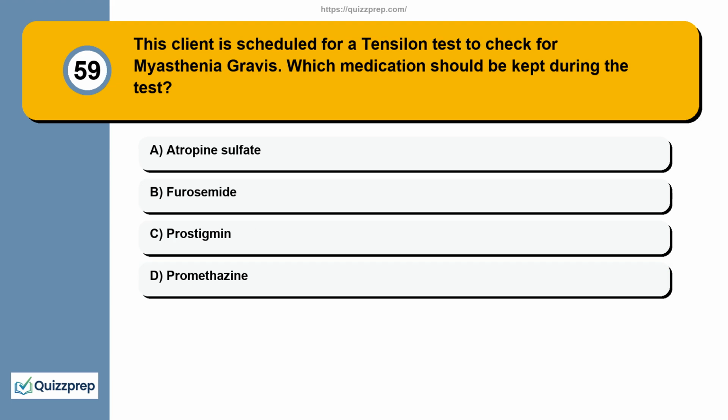Question 59. This client is scheduled for a Tensilon test to check for myasthenia gravis. Which medication should be kept available during the test? Atropine sulfate, furosemide, prostigmine, promethazine.